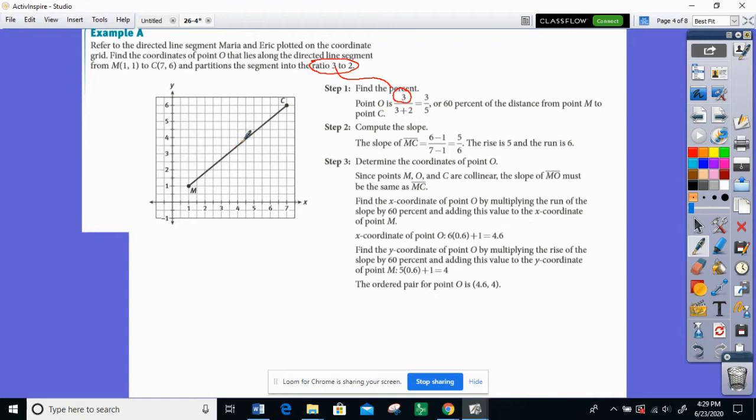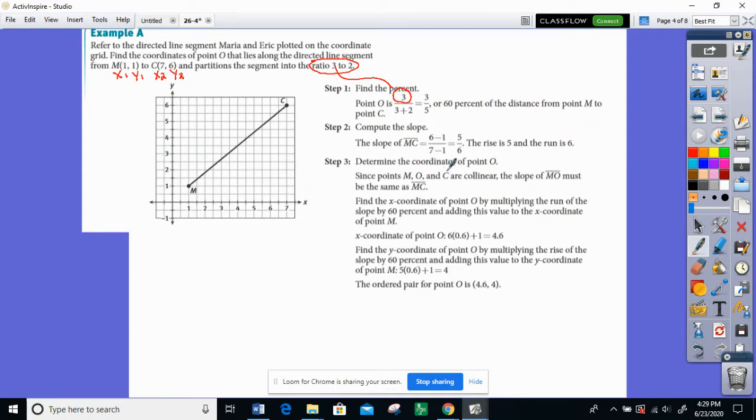So imagine, let's say the midpoint is about here. It's going to be slightly closer to point C than it is to point M. Now we're going to compute the slope to be able to use the rise and the run. So remember, our slope formula is y2 minus y1 divided by x2 minus x1. So when we work that out, we get a slope of 5 over 6. The rise is 5 and the run is 6.